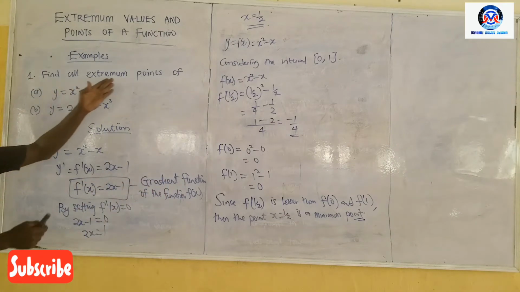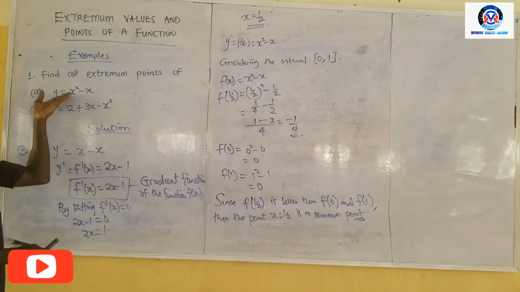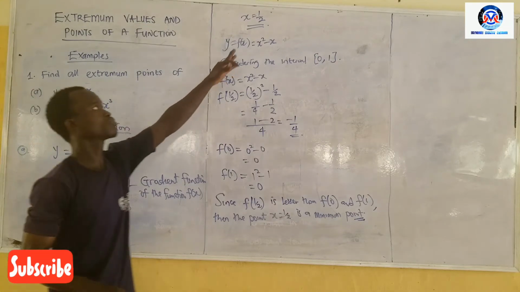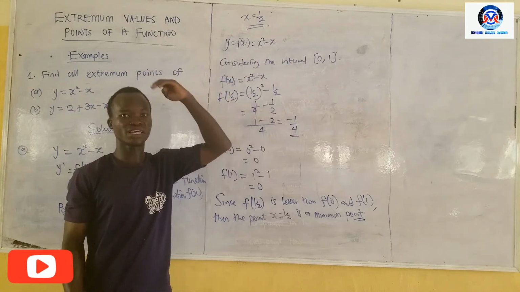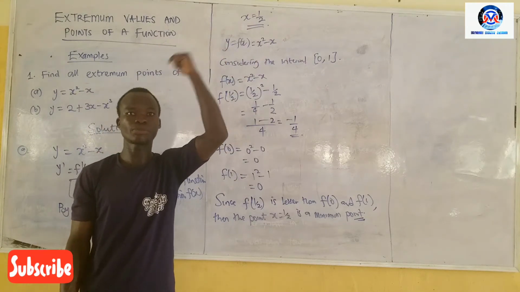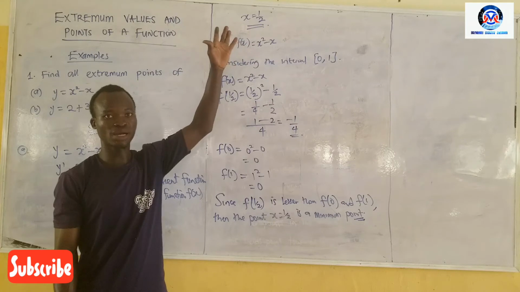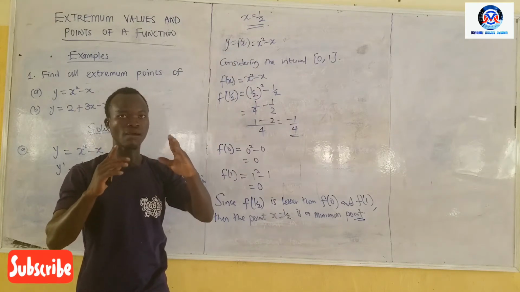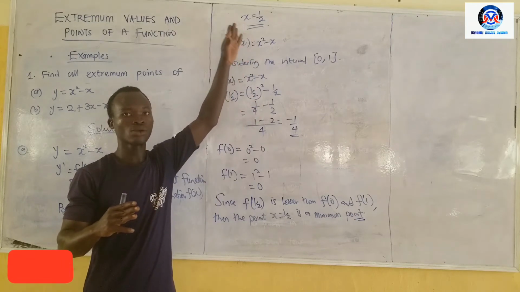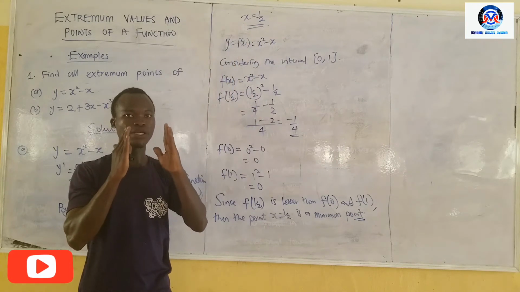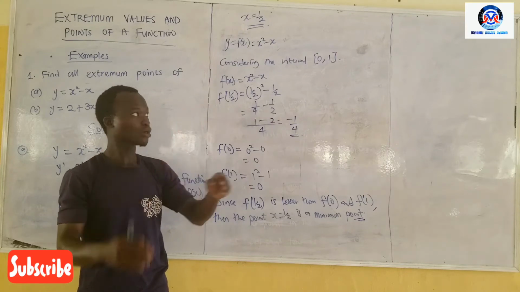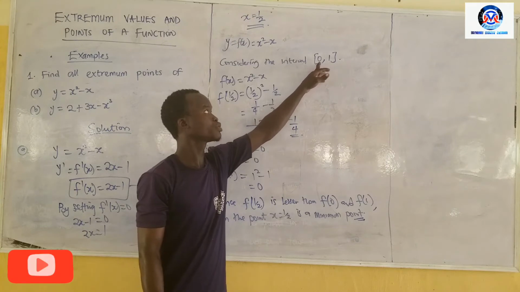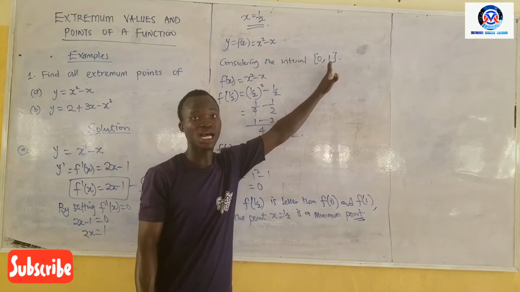We are told to find the extremum point of the function y equals x squared minus x, and the extremum point is simply 1 over 2. But we want to know if the extremum point is the maximum point or a minimum point. So by knowing if it's the maximum point or minimum point, you are going to consider an interval, but the interval must contain the point 1 over 2. 1 over 2 must lie in between the endpoints of the interval, that is 0 and 1. So 1 over 2 lies in between 0 and 1.